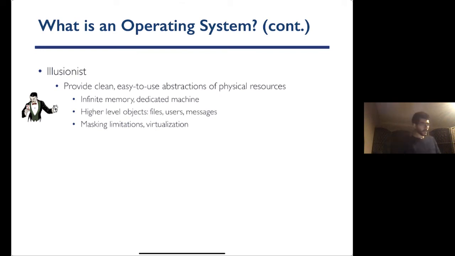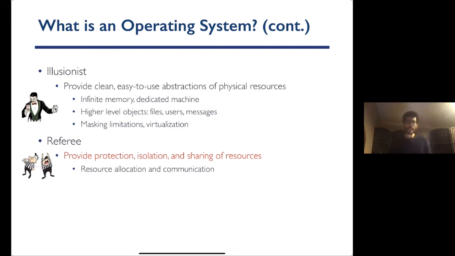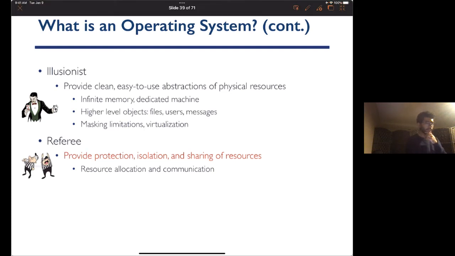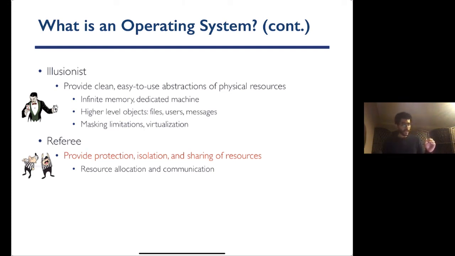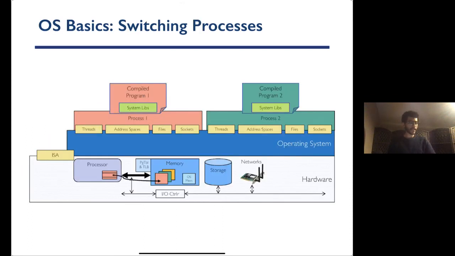20 minutes. Okay, so the second job of an operating system is to act as a referee. Let me see how many slides I have. Okay, we're a little bit behind. The referee kicks in when there is competition for hardware resources. That's where the operating system should come in and say, you get this, the other application gets this, the other process gets that. The operating system has to decide who gets access to what.